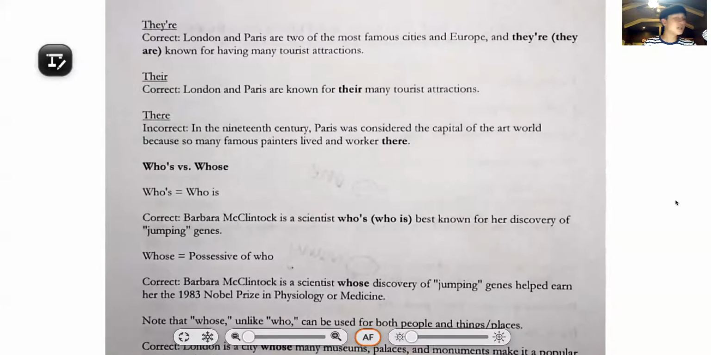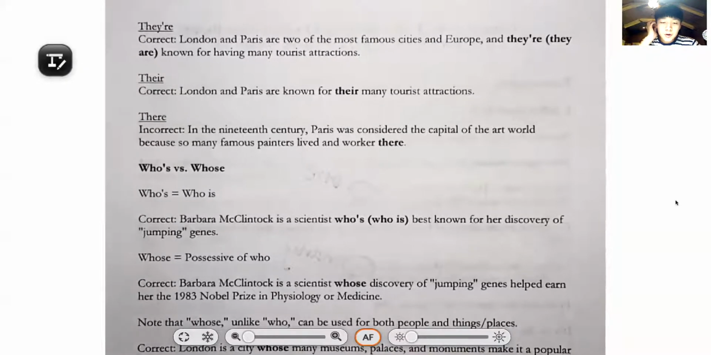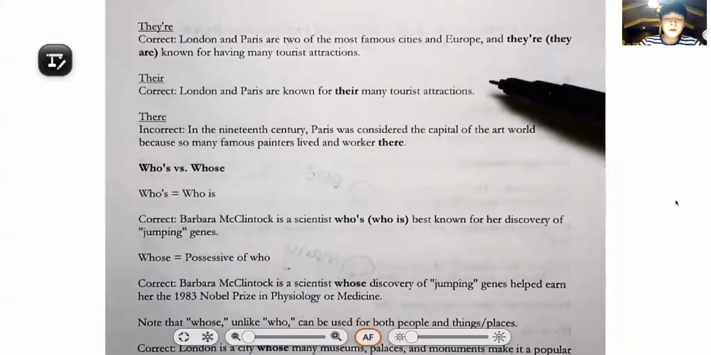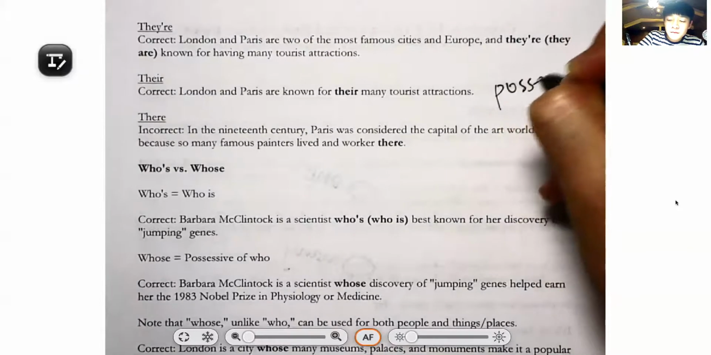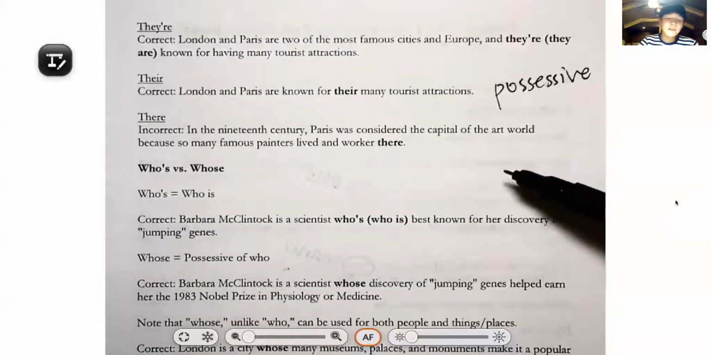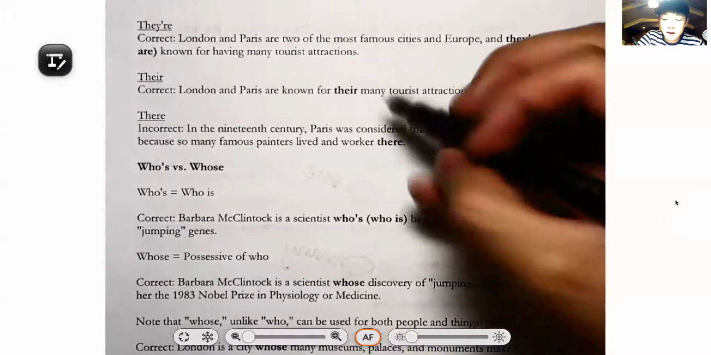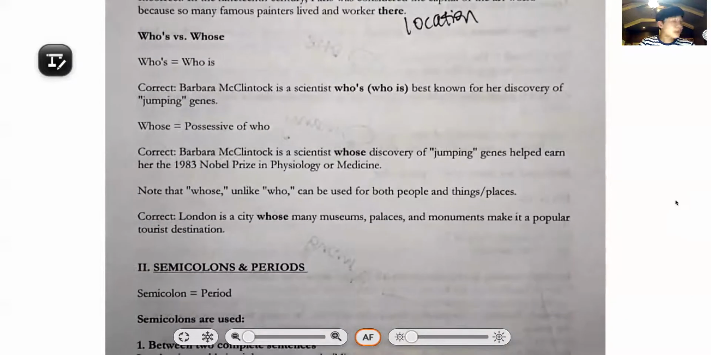Let's talk about THEY'RE right here. So, correct is, London and Paris are two of the most famous cities in Europe, and they're known for having many tourist attractions. London and Paris are known for their many tourist attractions. This one's possessive, right? And then in the 19th century, Paris was considered the capital of the art world because so many famous painters lived and worked there. So this is the location indicator, right? Okay. So WHO'S versus WHOSE.